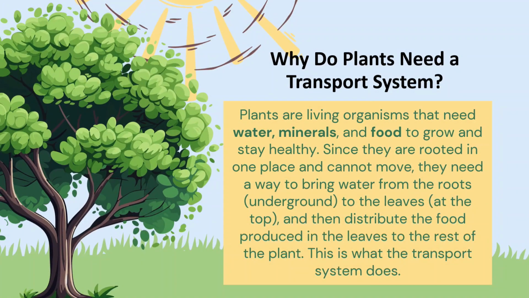Why do plants need a transport system? Plants are living organisms that need water, minerals, and food to grow and stay healthy. Since they are rooted in one place and cannot move, they need a way to bring water from the roots or the underground to the leaves at the top and then distribute the food produced in the leaves to the rest of the plant. This is what the transport system does.